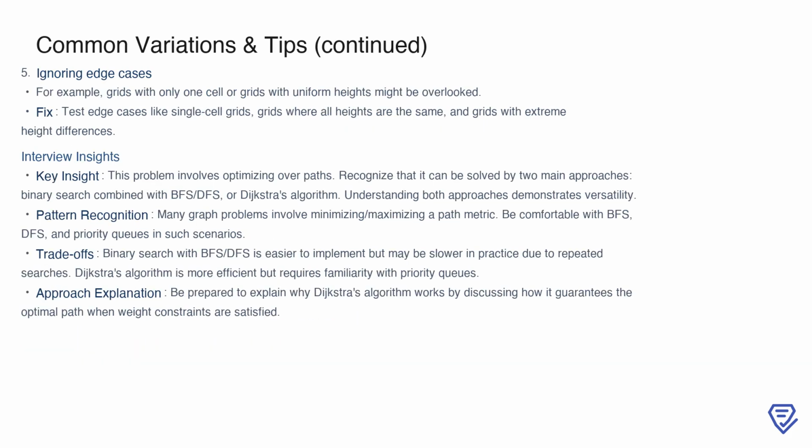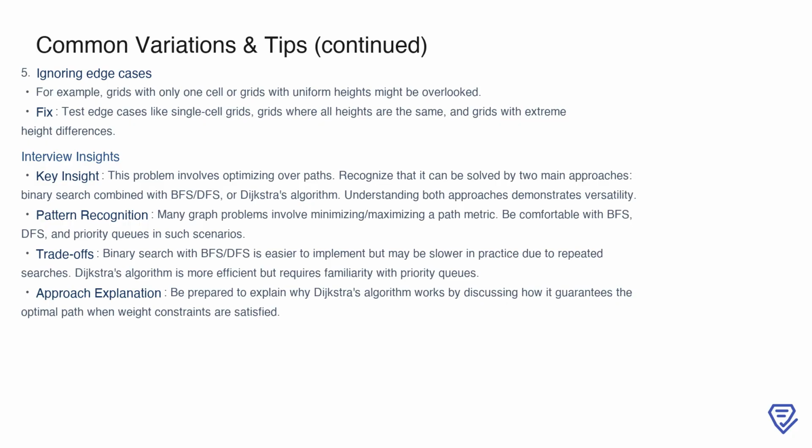Edge cases are another area that is often overlooked, but they are critical to consider. For instance, grids with only one cell or grids where all the heights are uniform might behave differently than larger or more variable grids. Testing cases like single-cell grids, uniform height grids, and grids with extreme height differences ensures your solution is robust.